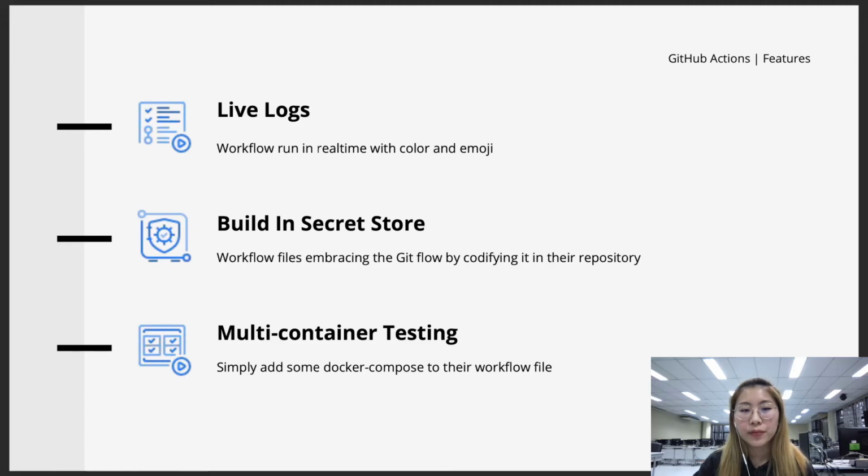Users can test their web service and its database in their workflow by simply adding some Docker Compose to their workflow file. Now, we have learned about the features of GitHub Actions, which are availability to run on multiple platforms, matrix builds, languages support, live logs, built-in secret store, and multi-container testing.